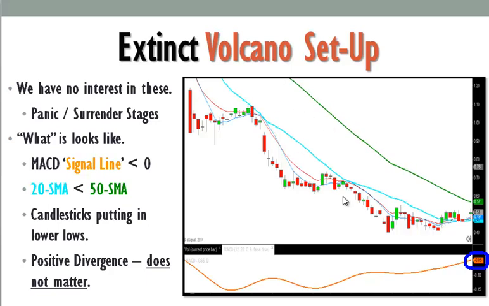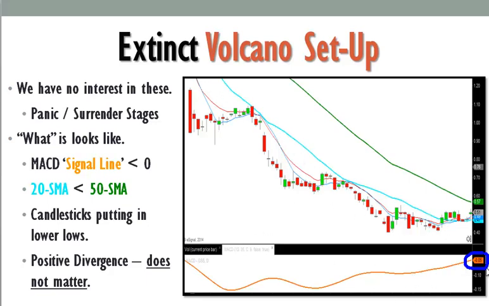It's still in this panic surrender stage. Now again, going back to the bounce strategy, very well could work, but we don't care about bounces. So if you want bounces, trampoline trading, that's the course you want. But this is an extinct volcano.